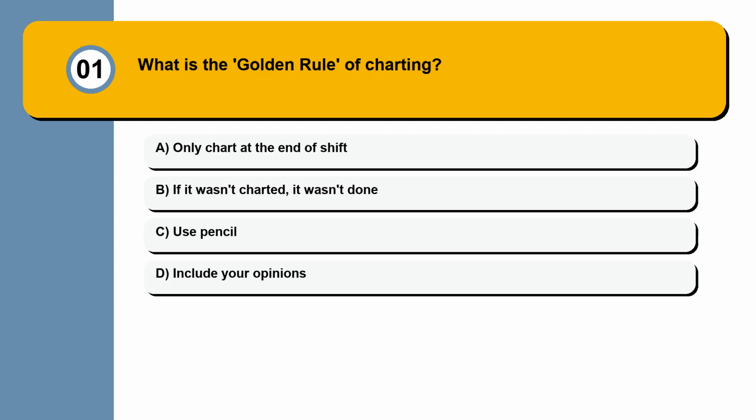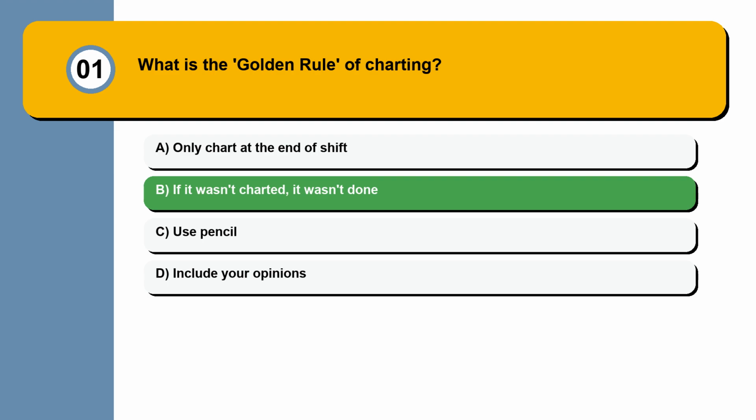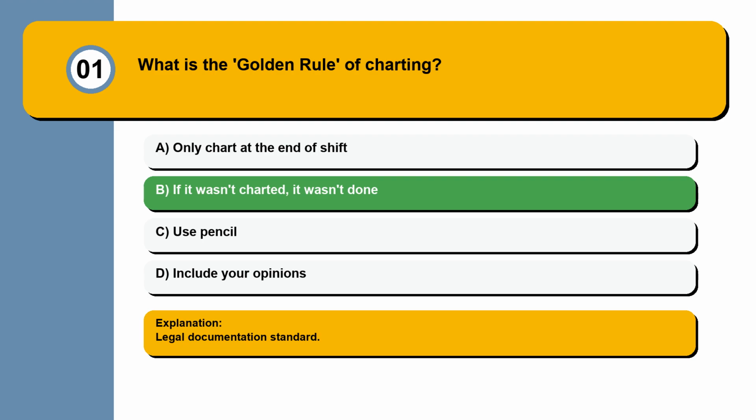Question 1. What is the golden rule of charting? Only chart at the end of shift. If it wasn't charted, it wasn't done. Use pencil. Include your opinions. Legal documentation standard.